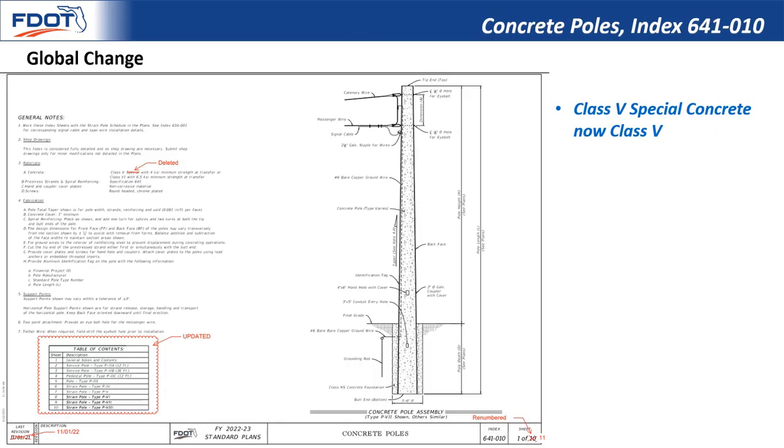Next, let's briefly look at Index 641-010, concrete poles. Joshua Turley is going to cover this index later, but I wanted to mention a global change that was made to the indexes. Class 5 special concrete was removed from the specifications by the State Materials Office, so any reference to this was changed to Class 5 concrete in the standard plans.